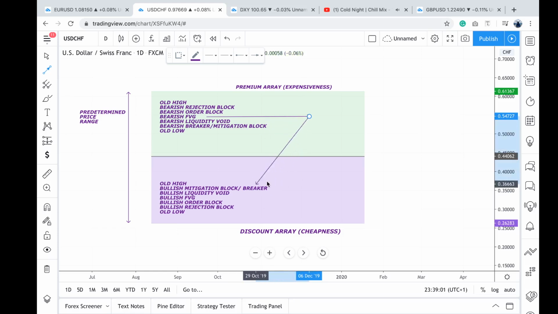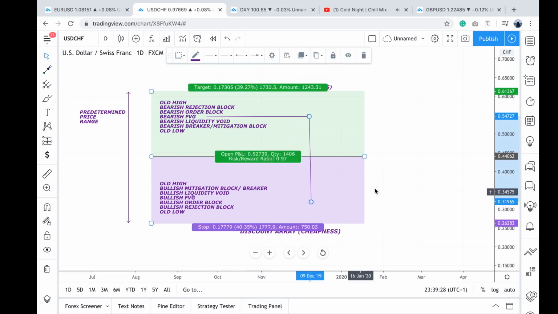So you can see the bullish mitigation block or breaker. But now, oftentimes you're not going to really see a mitigation block or even a breaker on your chart, so you can skip that. If the bullish liquidity void exists, use that as the next target projection. If that does not exist on your chart, then you reference the next one, which is a bullish fair value gap. Then you keep doing the same thing until price finds support around one of those levels.